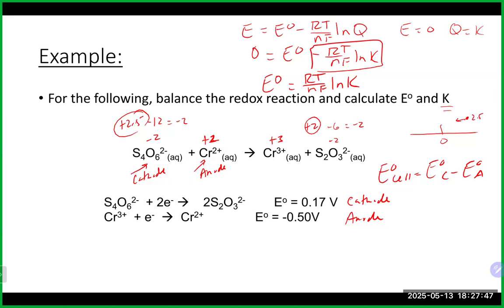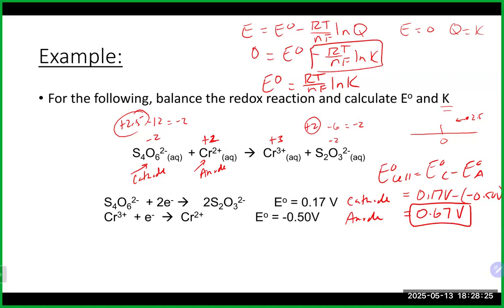So let's do that then. Our E of our cell here is going to be our cathode, 0.17 volts, minus a minus 0.5 volts. Too many minuses. Minus and a minus. I feel like that makes a plus. I hope. Yeah, so 0.5. That's a 0.67 volts here for our cell voltage. We would then expect probably our K value to be large as this is spontaneous and it should lead us to a negative delta G if we were interested in delta G.